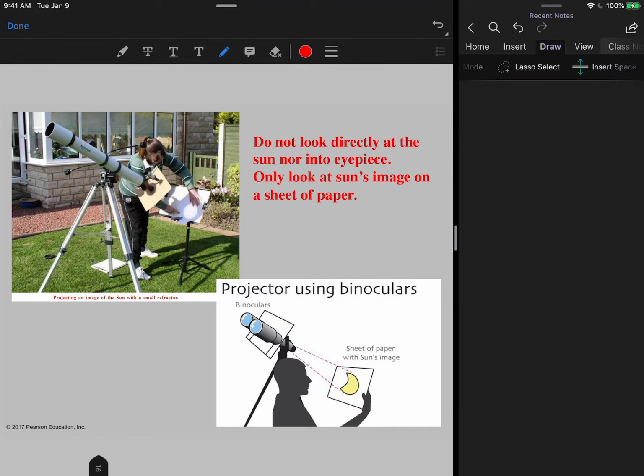So there are some ways that you can actually see the sun. First thing is you're going to use a telescope, as you can see here, or you can use a binocular. But the first thing is to never look directly at the sun, either with your eyes or through the telescope eyepiece. You're going to have to look at it using an image. So let's see how this works.